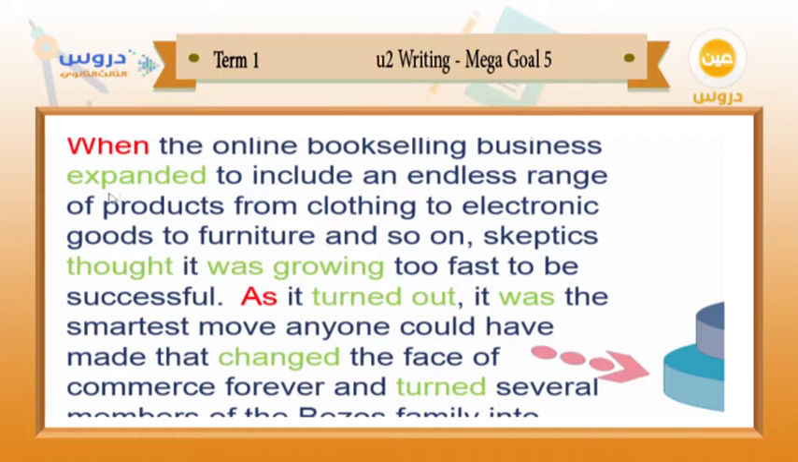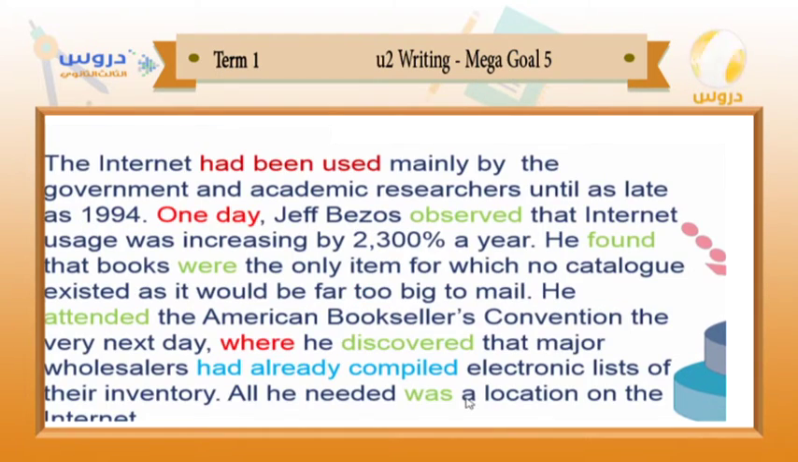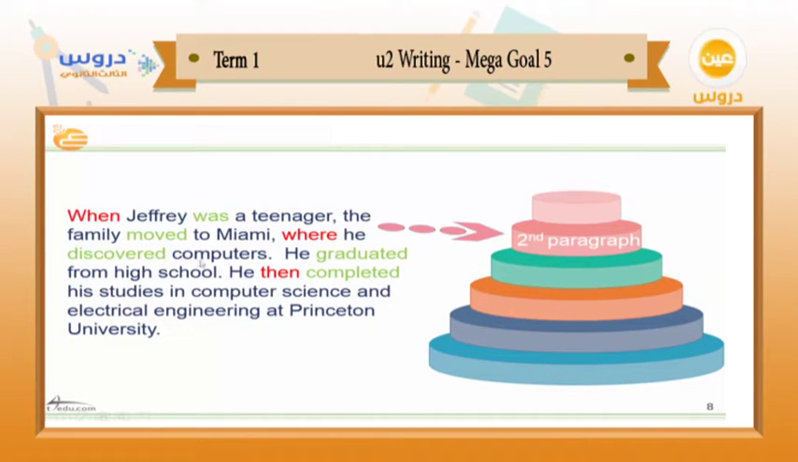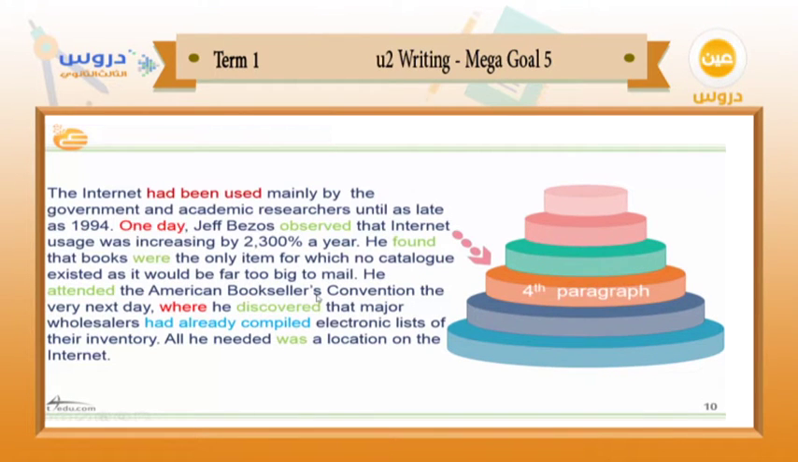Also, if you look at the green words, we found that they are in which tense? They are in the past. Some of them are in the past simple tense. Some of them are in the past perfect progressive. Some of them are in the passive. Past had been used and had already complied, past perfect.